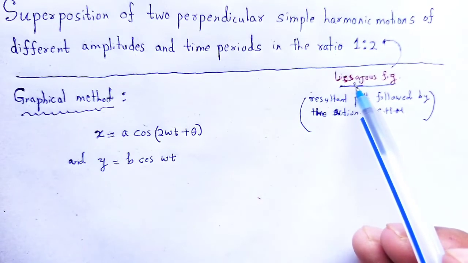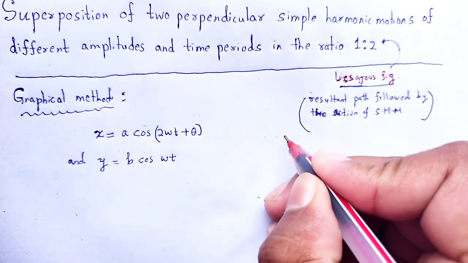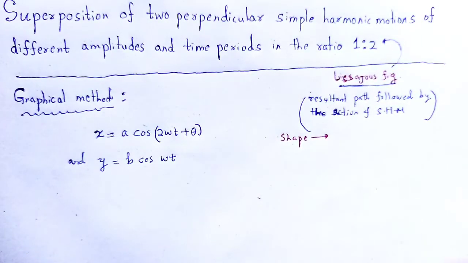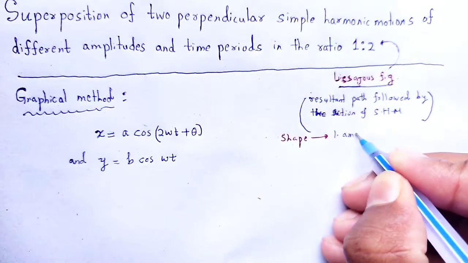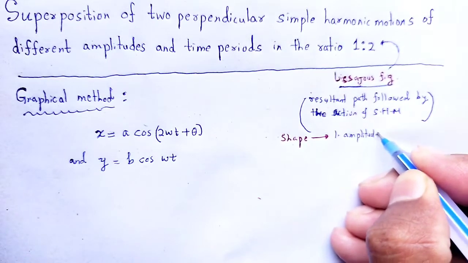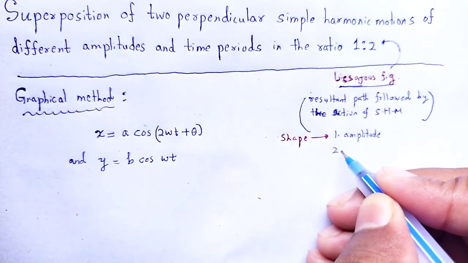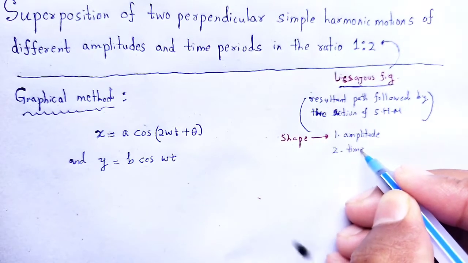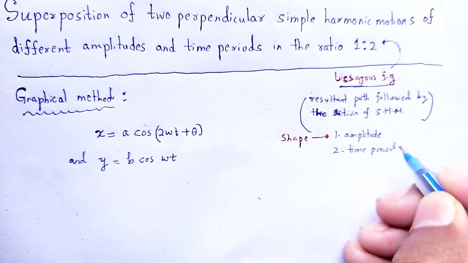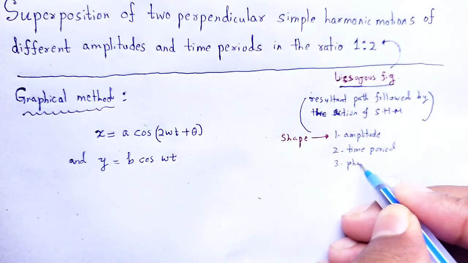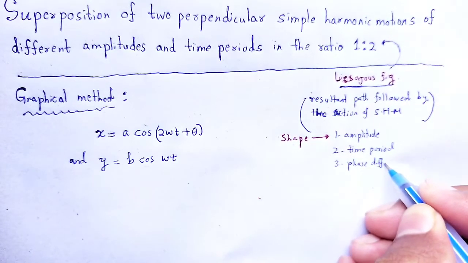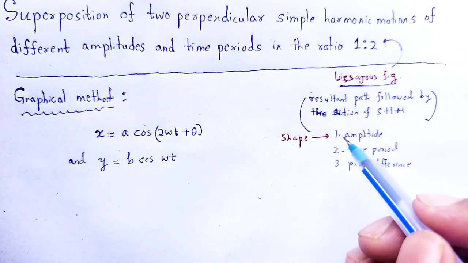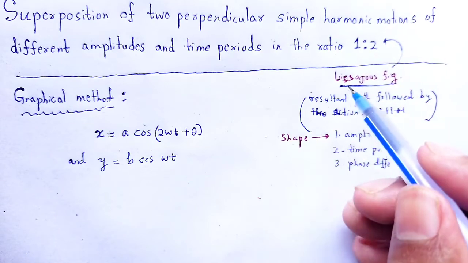The shape of that Lissajous figure depends upon various points: the amplitude, time period, and the phase difference are the key points on which the shape of the Lissajous figure depends.